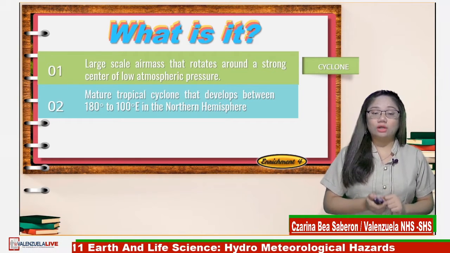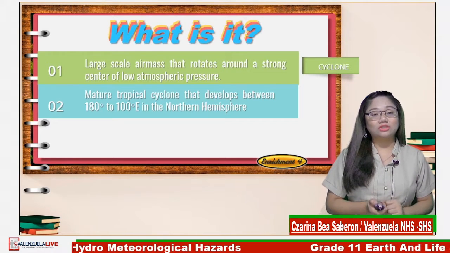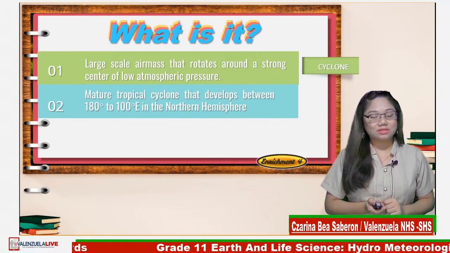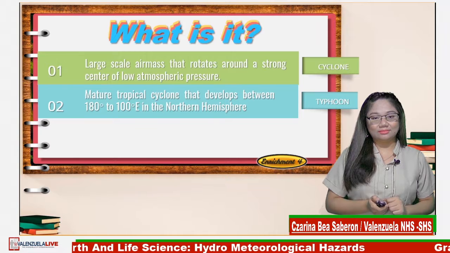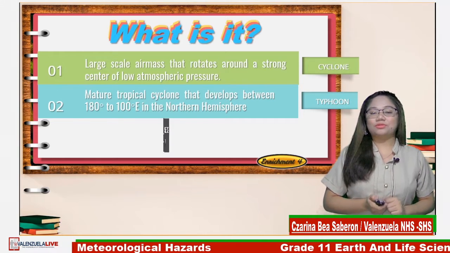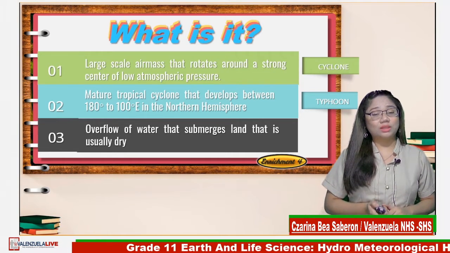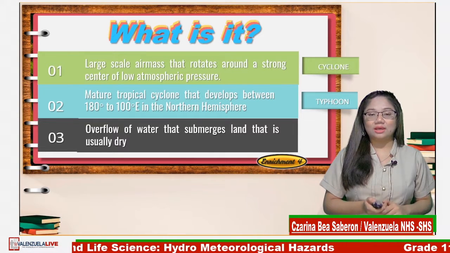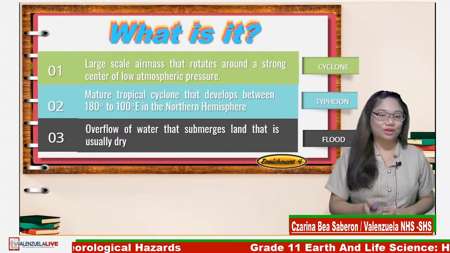It is a mature tropical cyclone that develops between 180 and 100 degrees east in the northern hemisphere. What do you think is being described here? That is very good. Typhoon. Number three, it is an overflow of water that submerges land that is usually dry. The one that is being described here is, there you go, it's flood.